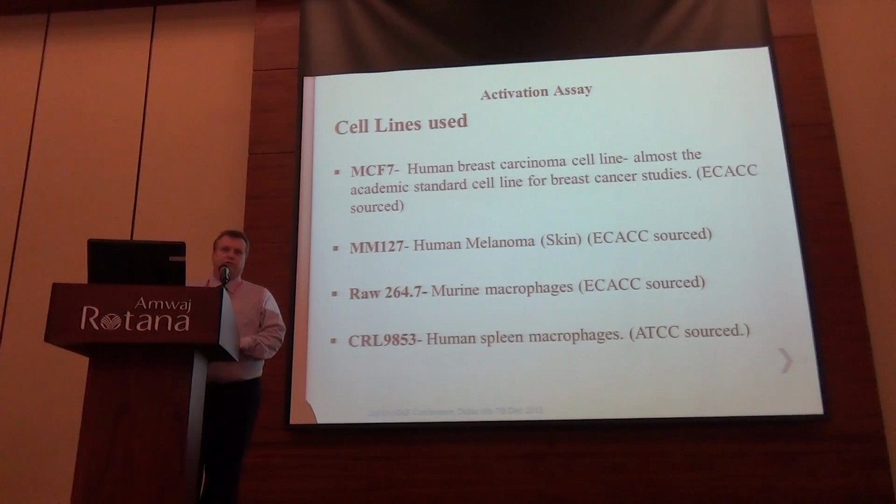We're also trying to culture other cell lines like human melanoma. So we have a cell line, MM127, which has a very different morphology and growth pattern to MCF7. Again, it's quite an important cancer line to look at. We've got some prostate cancer lines in, but we're culturing those up to look at them. We use two macrophage cell lines. One is the standard RAW 264.7, which everyone knows about, and we've also obtained from the ATCC a human spleen macrophage, which is called 9853.